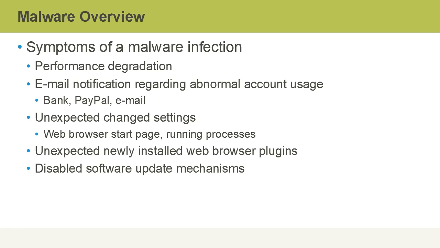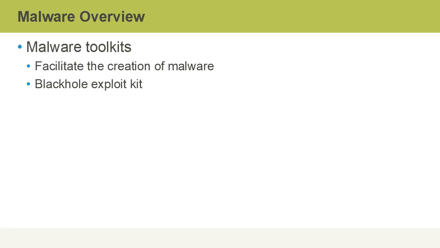Any unexpected change settings on a machine could potentially indicate an infection. It could also have been pushed centrally by an administrator's configuration change. However, things like web browser start pages being changed and not being able to be changed back, or processes running in the background that we're not familiar with, potentially could indicate an infection. But you want to be careful because sometimes they could be legit. Any unexpected newly installed web browser plugins could also be an indication of an infection, as are disabled software update mechanisms.